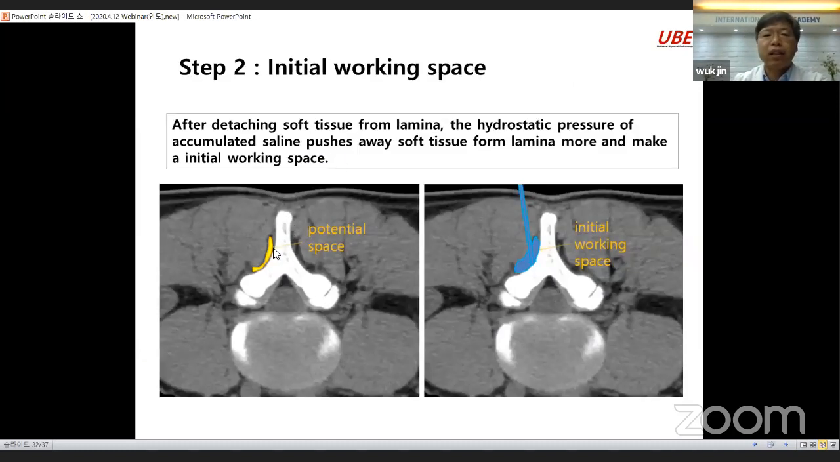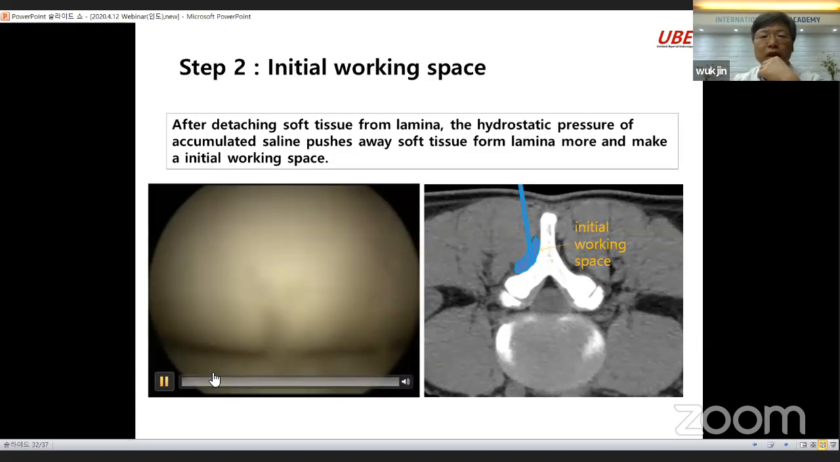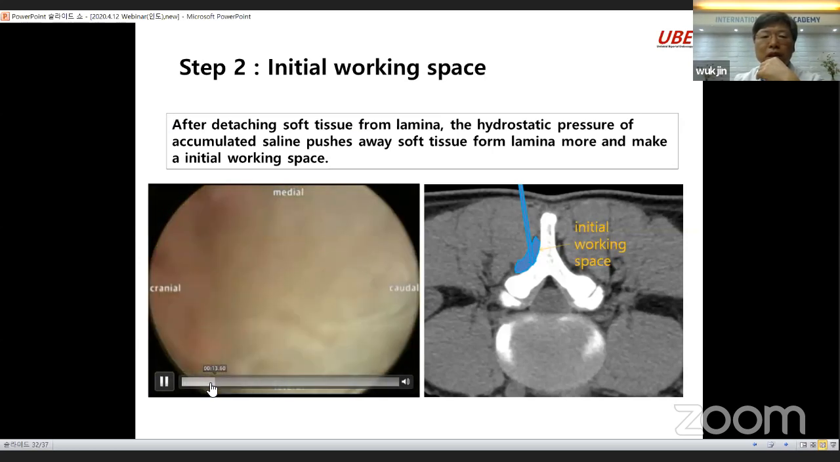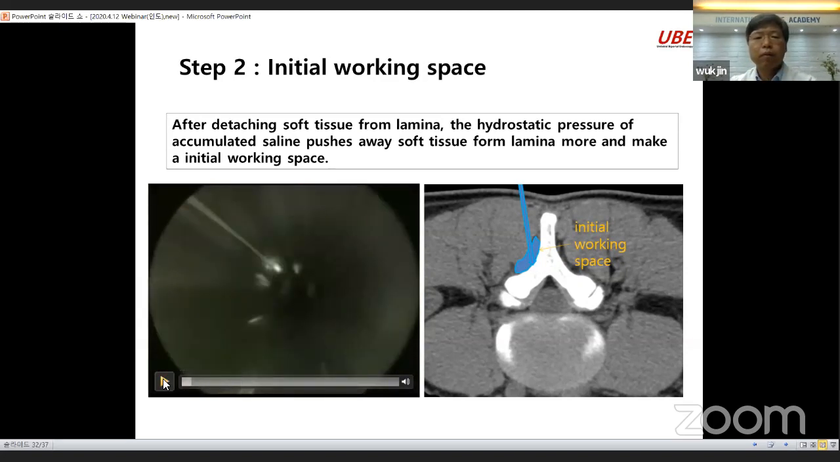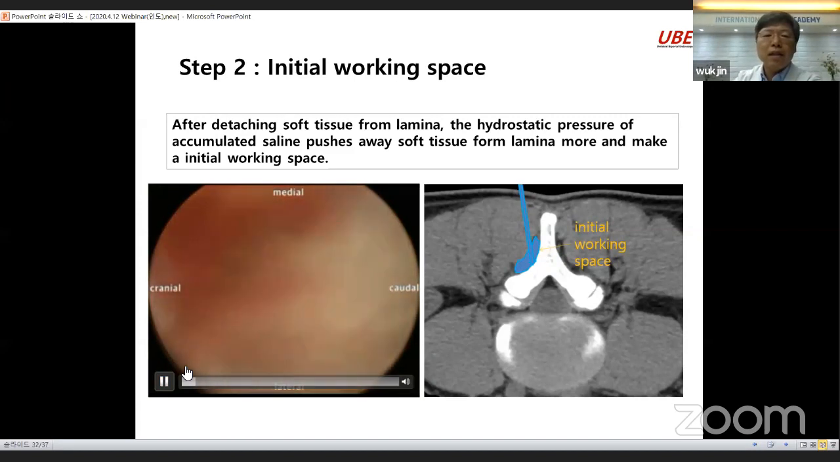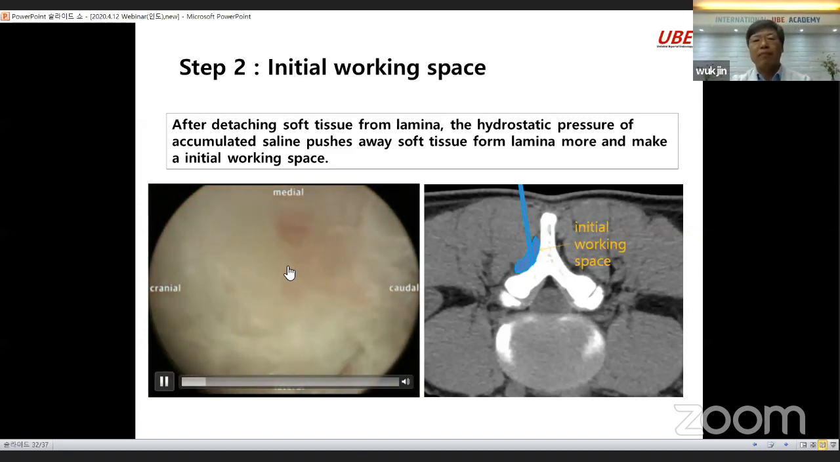Second, the working space. Again, I summarize here: after detaching the soft tissue from the lamina and inserting the endoscope, hydro suppression pushes it away. Finally, you can see here the initial working space.